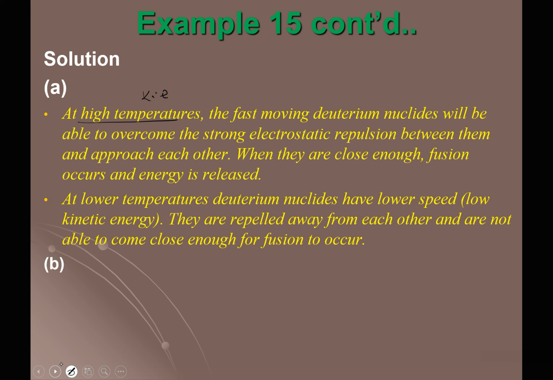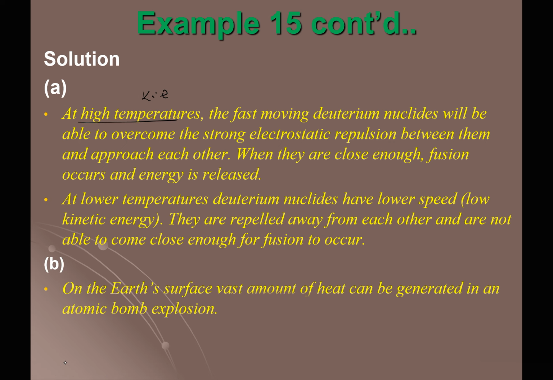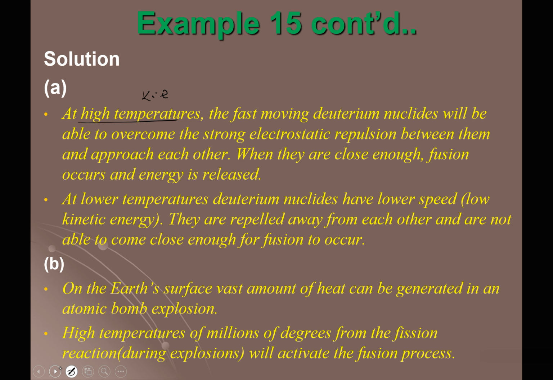Then I also answer the question which was talking about how we can attain such conditions of high temperature. And I said atomic bomb explosions can generate vast amounts of energy, so they can generate high temperatures, millions of degrees. And such high temperatures can be used to activate fusion processes. So the only way we can generate high temperatures found at the core of the sun is again by relying on nuclear fission, for example, during atomic bomb explosions.